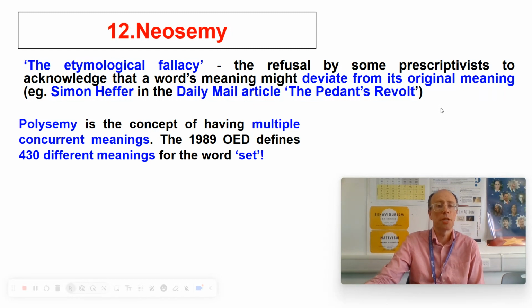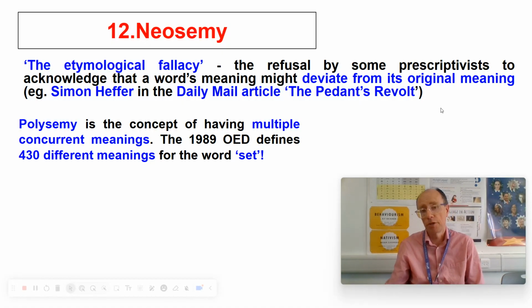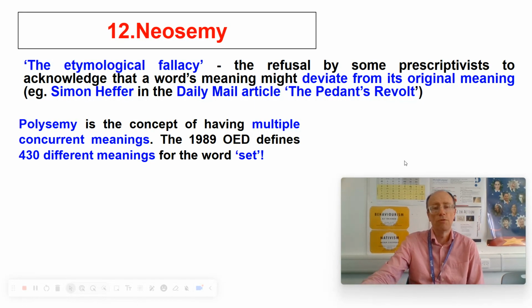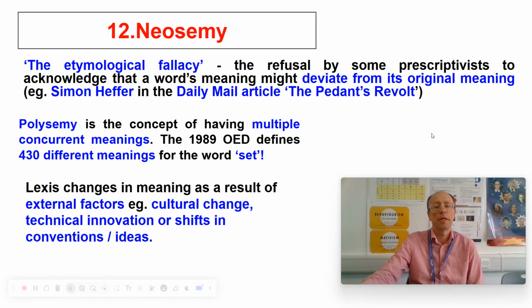Polysemy is the concept of having these multiple concurrent meanings, and which word in the English language is adjudged to have the most meanings? Well, according to the 1989 OED, I know it's going back a bit, set, the humble word set, S-E-T, is defined as having a colossal 430 different meanings. So Lexis changes in meaning as a result of all sorts of factors.